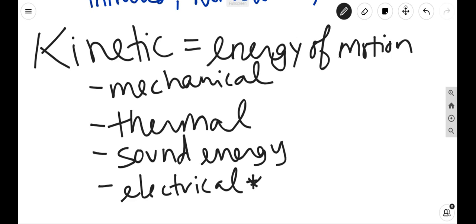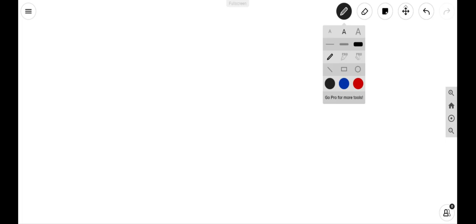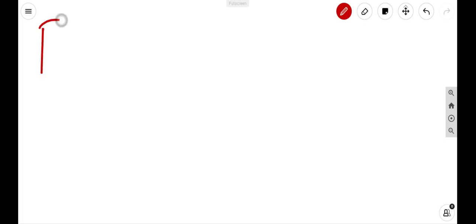A bunch of these energies, if you want to go on to become an engineer, this is like your mechanical engineering, like your electrical engineering. So a lot of engineering courses are based off of different types of energy. All right, the last type of energy is potential.